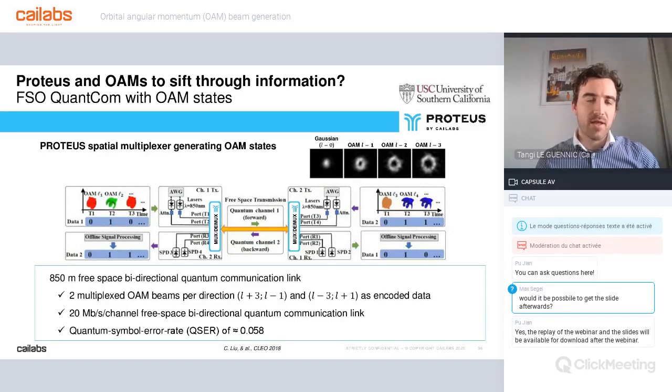And in that way, they used a pair of Proteus in order to MUX and DMUX OAM modes to generate this key. About the performances, for 850 meters free space bidirectional communication, we MUX 2 OAM modes per direction for a communication speed close to 20 megabits per second per channel, and a really good quantum symbol error rate.